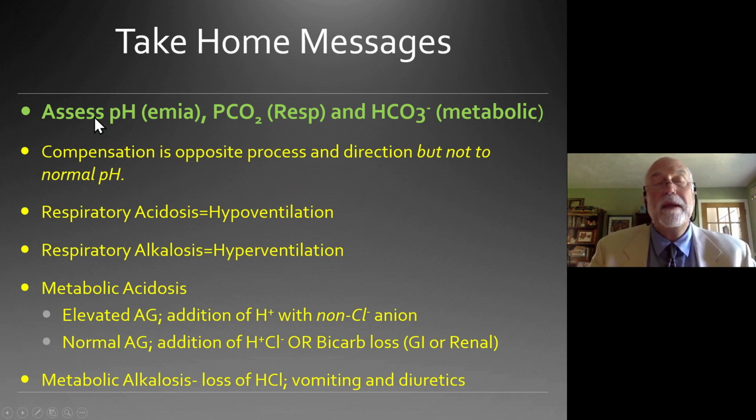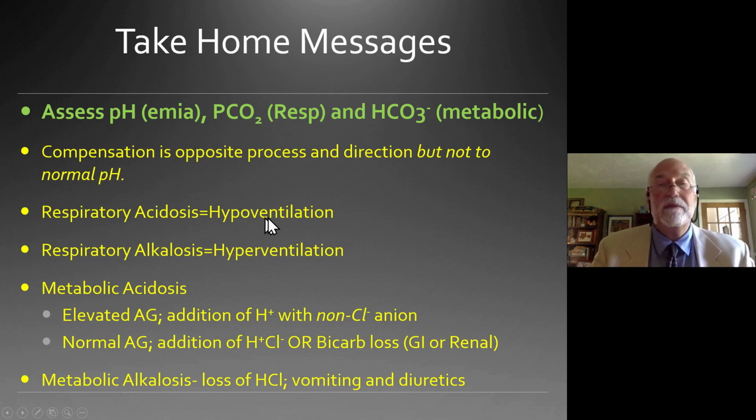Remember the three rules of thumb, or the three questions you want to address when looking at a blood gas result, and there'll be examples of this in the case presentations. You want to assess the pH, whether it's alkalemia or acidemia. You want to look at the PCO2 to see if it's a respiratory process or the bicarb for the metabolic process. And it's the ratio of these that determines the pH. Remember that compensation is the opposite process and direction, but not to a normal pH.